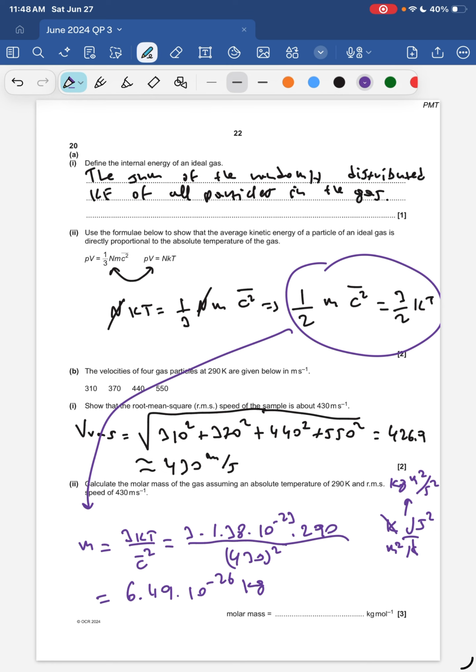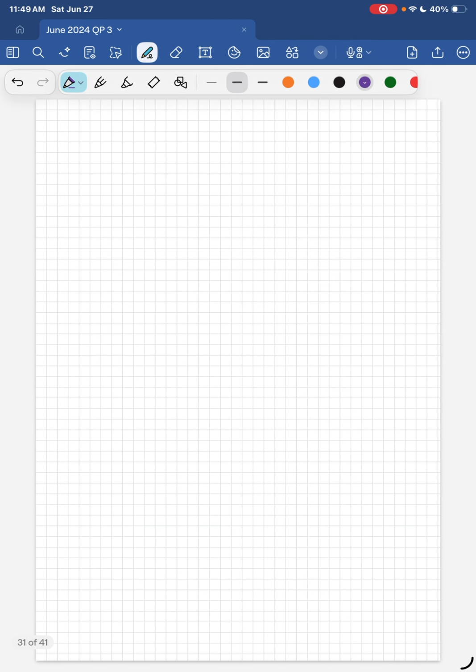But we are asked for the molar mass. The molar mass is the mass of one molecule times Avogadro's number. So 6.49 times 10 to the negative 26 times 6.02 times 10 to the 23, in kilograms per mole. So the molar mass is 0.039 kilograms per mole.